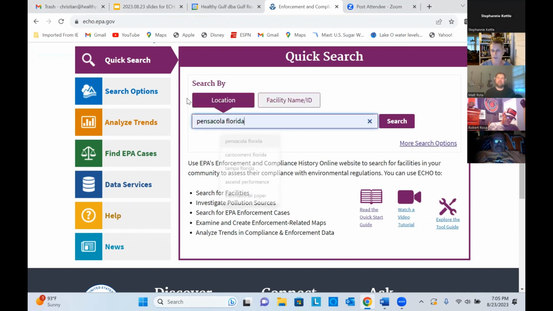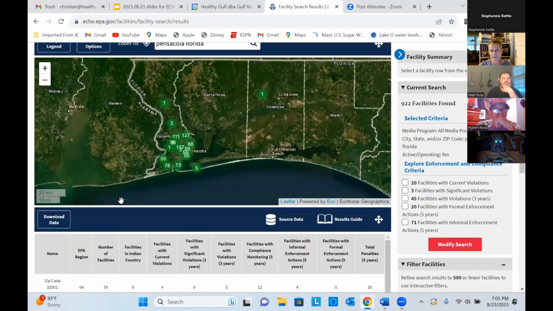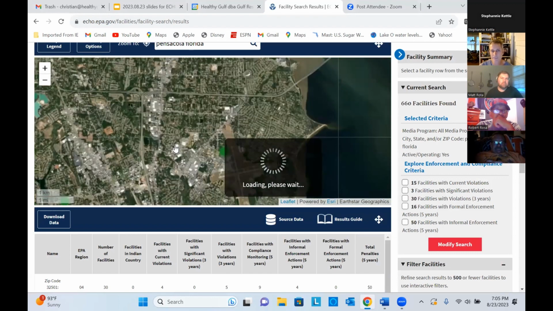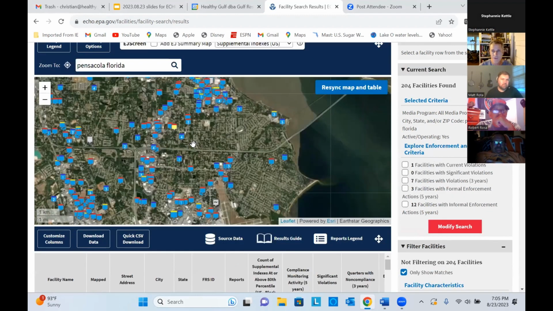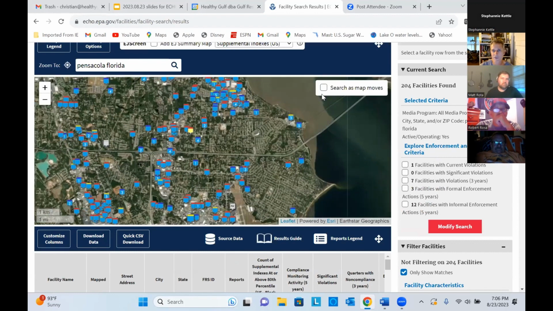You all know I live in Pensacola, Florida. Most of my work is here in the Panhandle. So I'm going to try just pulling up Pensacola here. The first thing that comes up is a dot that tells you how many facilities are in a particular area, so I've got to go in a little bit closer to start drilling in. Once I do that, the individual facilities pop up, these little blue squares. Some are other colors like yellow or beige. And in the top right of the image, where it says search as map moves, I'm going to click that.